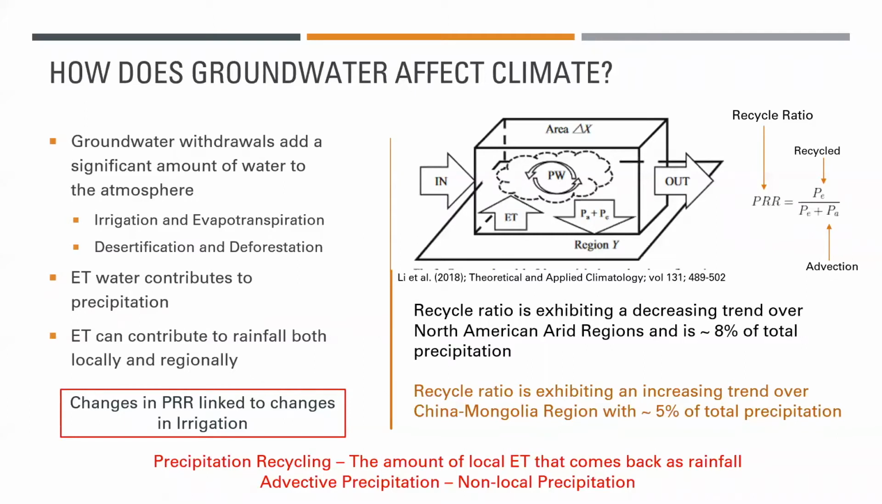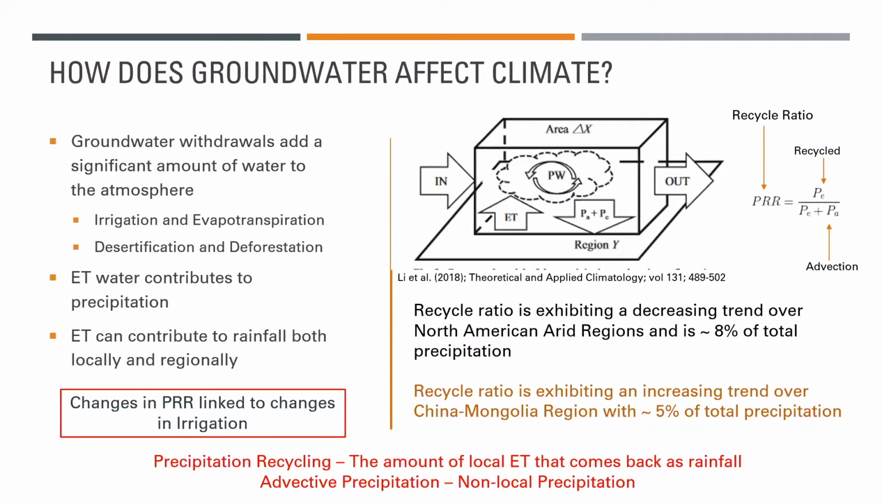So you can think of your precipitation being one that's being generated internally through evapotranspiration and one that's coming through advection, or coming from neighboring places. So this recycle ratio plays a very important role in terms of how much rainfall you're going to get eventually and what's going to happen to your rainfall patterns.